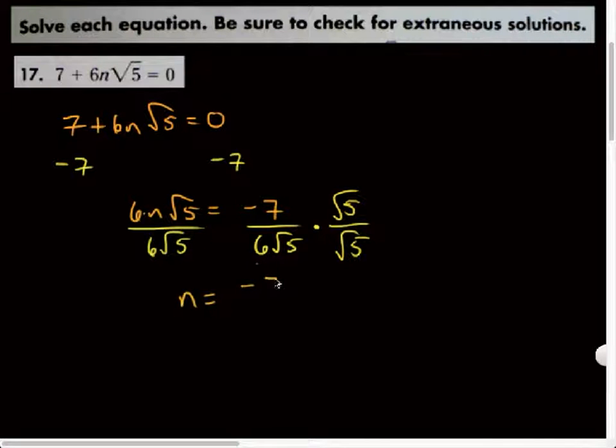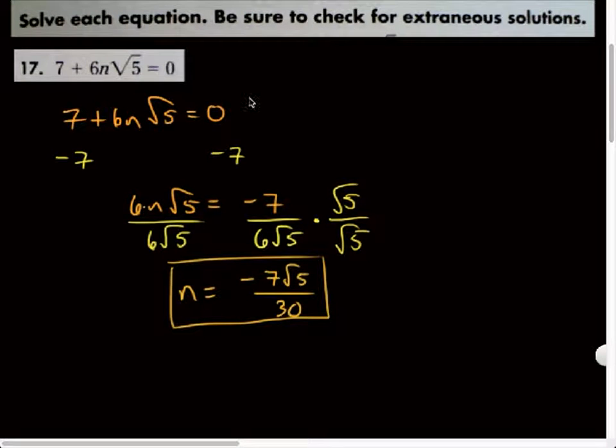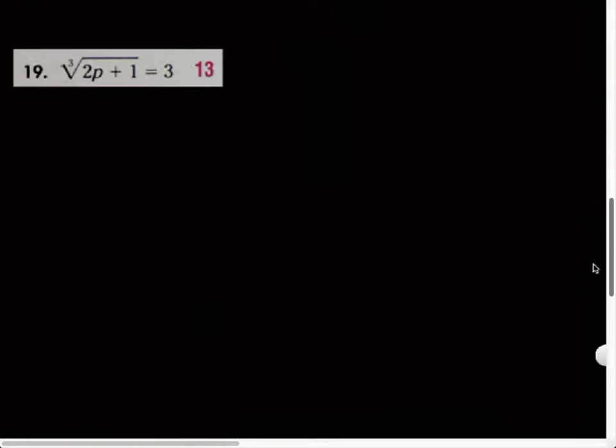So up top I'll have -7 square roots of 5. Down on the bottom I'll have 6 times root 5 times root 5, which is 5, so the bottom is just going to be 30. And that would be the answer. This problem didn't have too many interesting things going on in it, just because the variable wasn't actually under the radical. That's what the next couple examples will look like. And I'm not worried about extraneous solutions here, specifically because the variable wasn't in the radical.